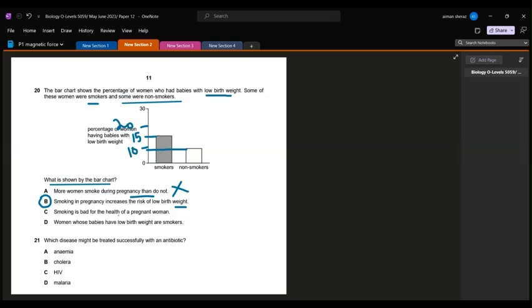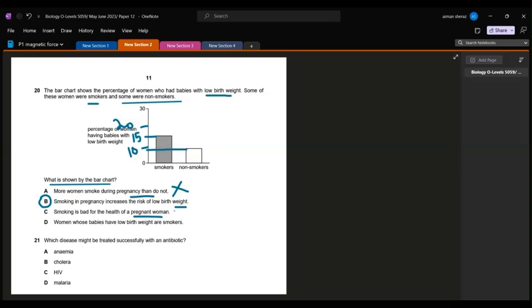Option C, smoking is bad for the health of a pregnant woman. We do not have the claim of that. We do not see that in the entire question, and even with the provided bar chart, we cannot see that the discussion of the health of a pregnant woman is being done or compared.